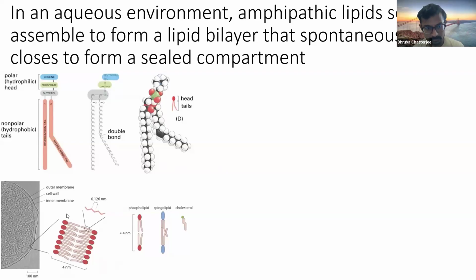So they self-assemble in the form of a lipid bilayer like this, which is shown here, around 4 nanometers thick, where you can see that these hydrophobic hydrocarbon chains are hidden on the inside. They're packed and hidden inside the lipid bilayer, whereas the hydrophilic polar head groups are exposed to the aqueous environment. Right? And there can be different lipids, phospholipids, sphingolipids, cholesterols, which make up the plasma membrane.